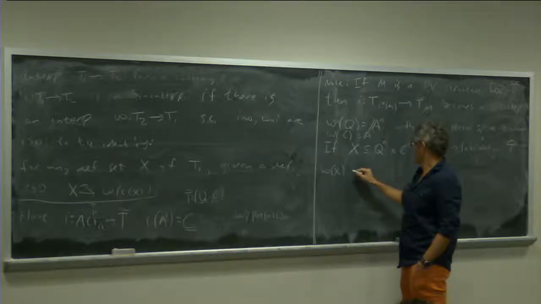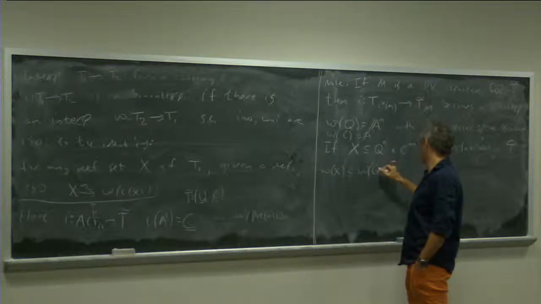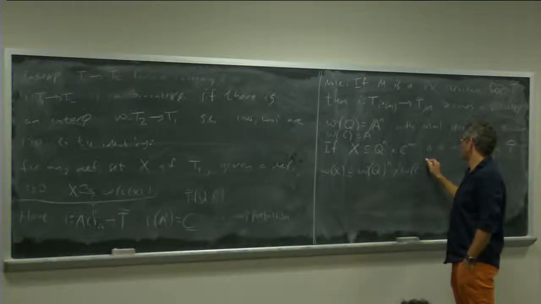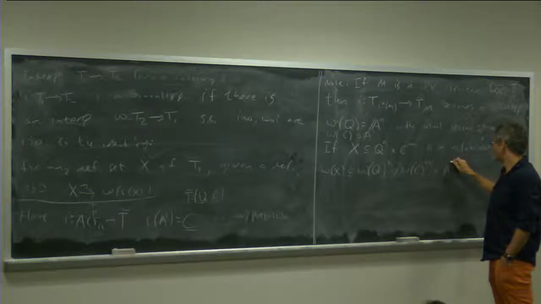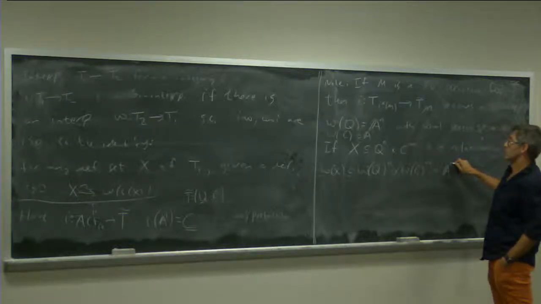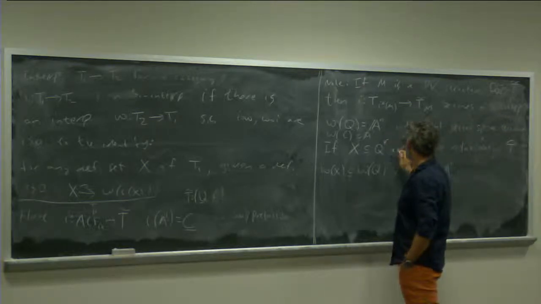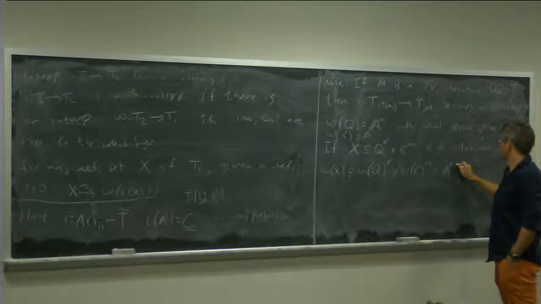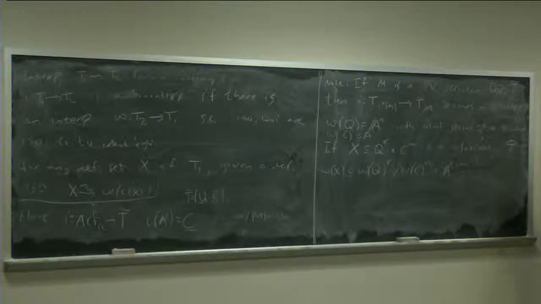W of X should be inside W of Q to the N, which is W of Q to the N, cross W of C to the N, which is A. This is not the same angle. R. So this is R times N plus M. Okay, and so what is it going to be?